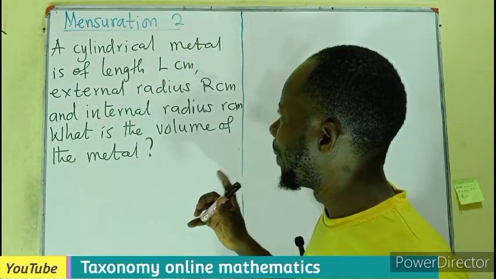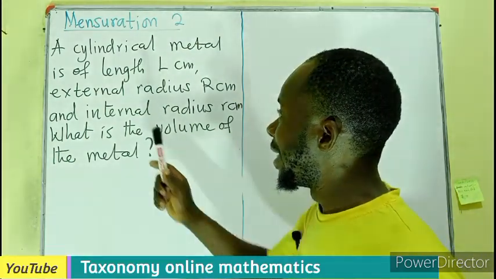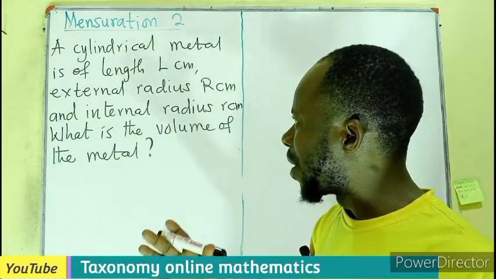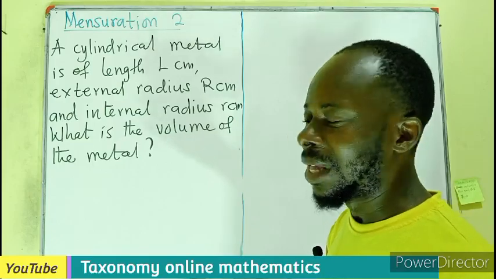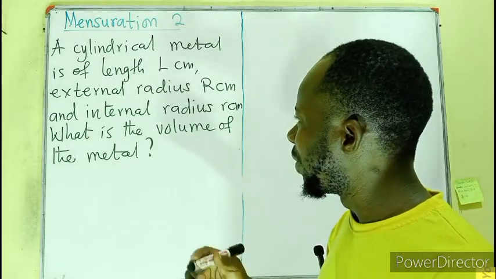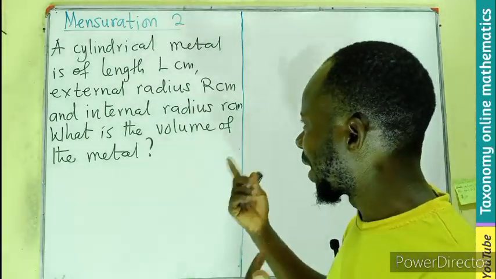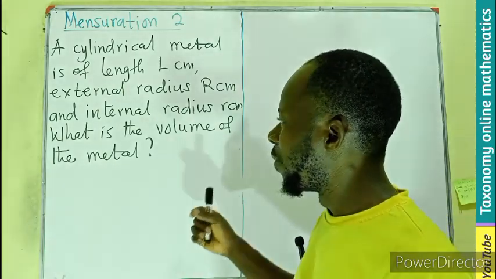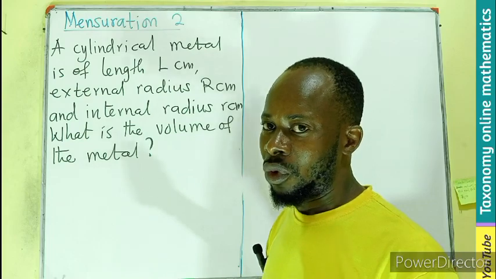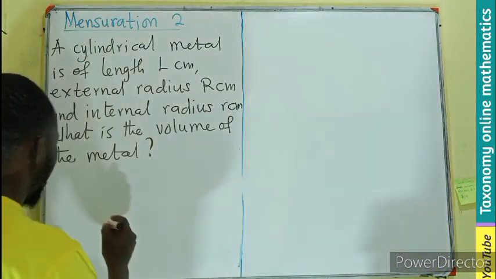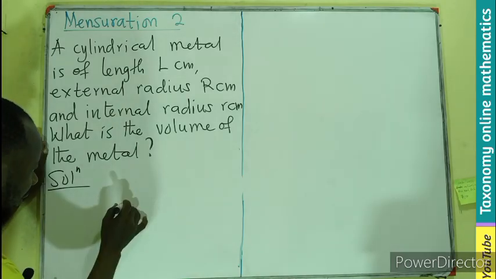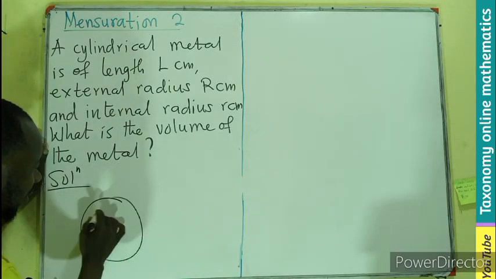A cylindrical metal is of length L centimeters, external radius of capital R centimeters, and internal radius of small r centimeters. So we have to find the volume of the metal. Let's create some mental picture by drawing a diagram. Let's see if we have our cylinder.